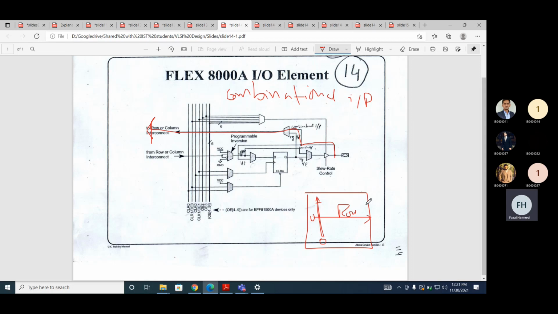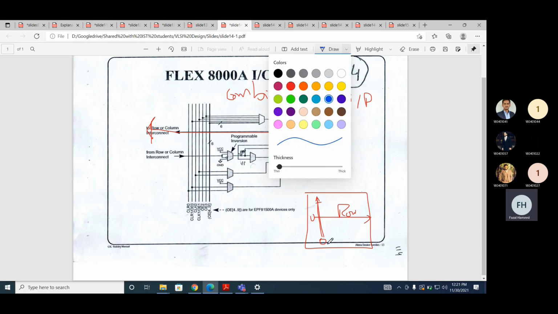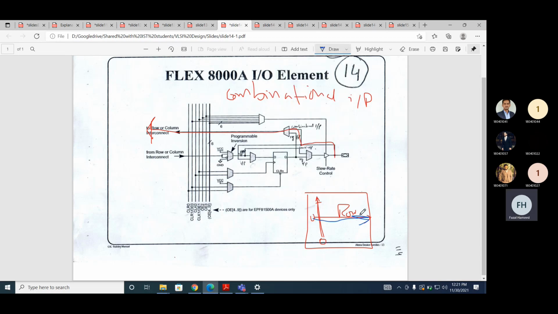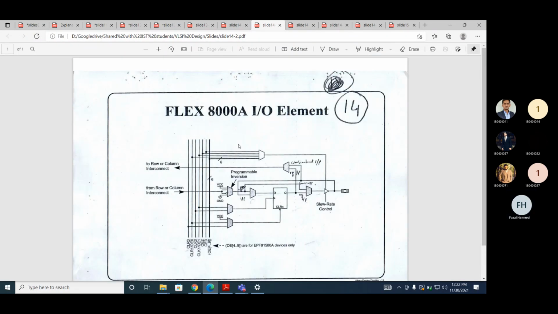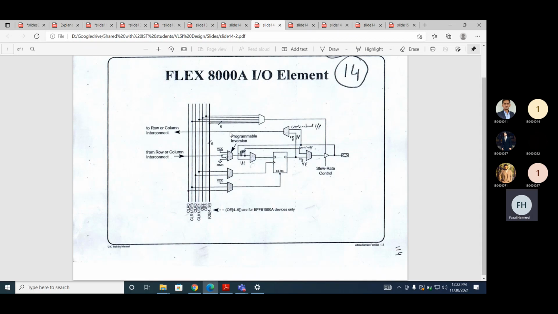Let's assume the row is highlighted in blue and the column is highlighted in red. So if the pin is located here, it will be connected to row interconnect. And if the pin is located here, column interconnect. Okay. Now another example. Now we have combinational input. What about sequential input?